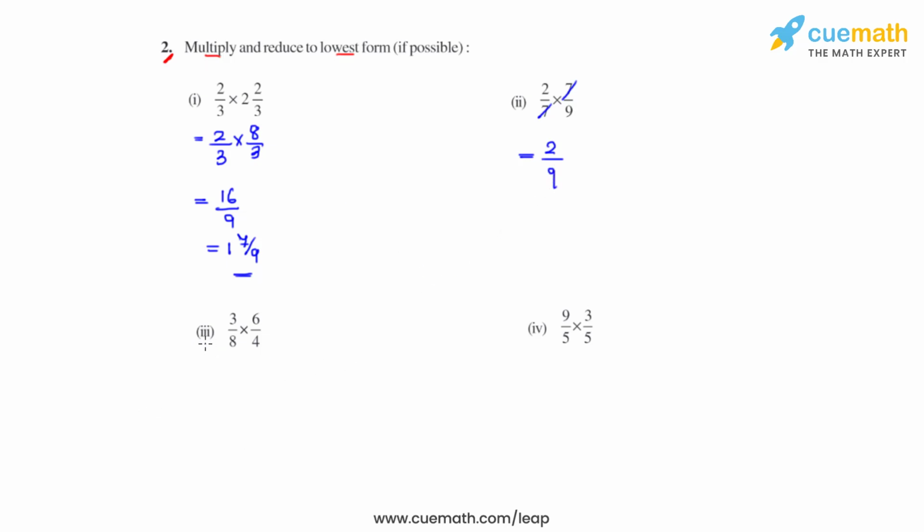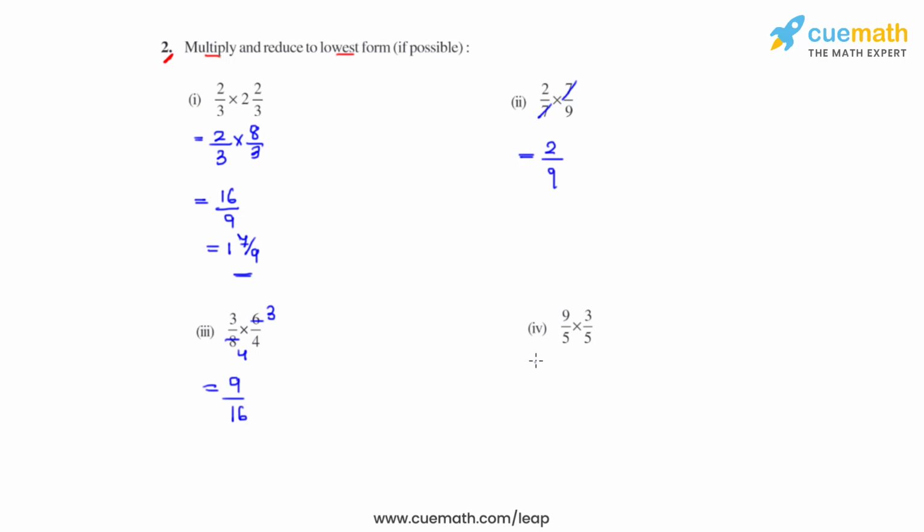Now coming to the third bit, we have 3 over 8 times 6 over 4. So we can reduce it further because 2 3s are 6, 2 4s are 8. These were the common factors that we could reduce. So now we just multiply the numerators to each other. 3 times 3 is 9. Multiplying the denominators to each other, 4 times 4 we get it as 16.